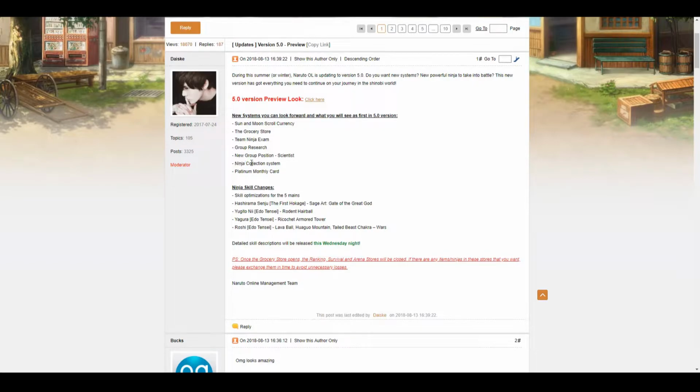Then there's the Ninja Collection System. I believe people have seen it before. It probably is a bunch of scrolls for each of the elements. Probably not for each of the elements, but I believe it will show you all the ninjas, at least. Again, I'm not very sure myself what all of these systems are. Platinum monthly card. Probably similar to the monthly card, but for some reason it's platinum, so probably an upgrade to the monthly card.